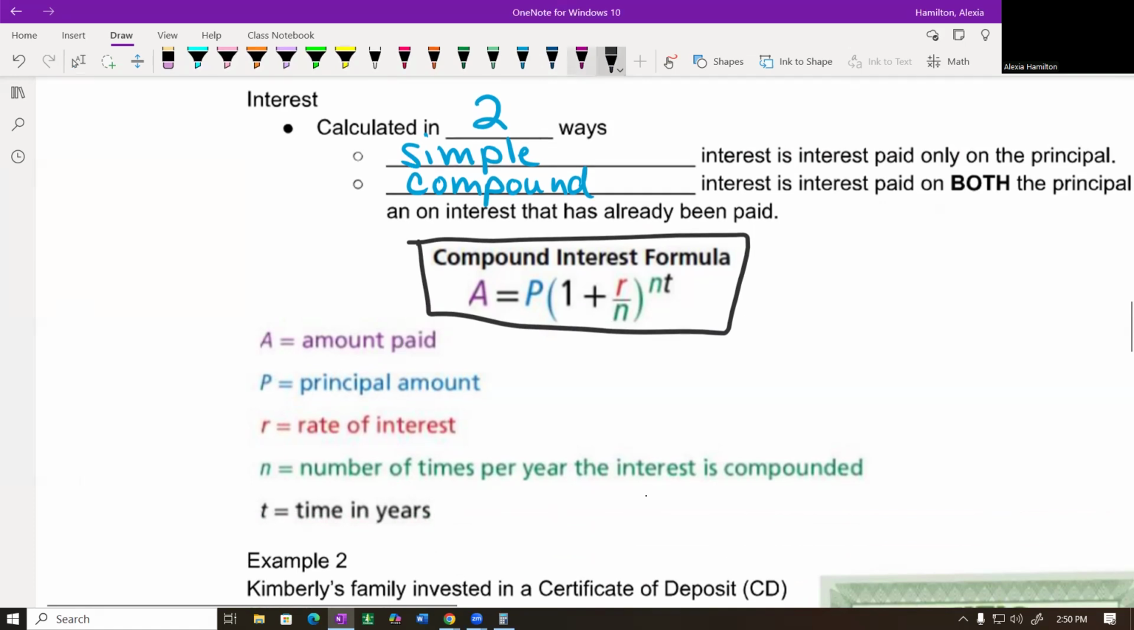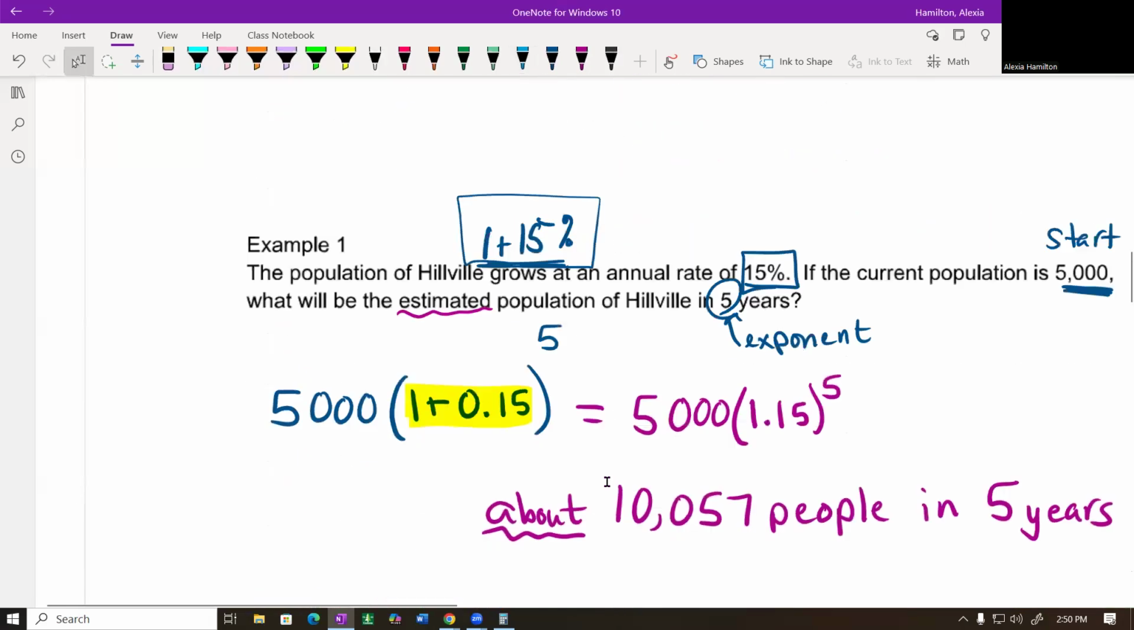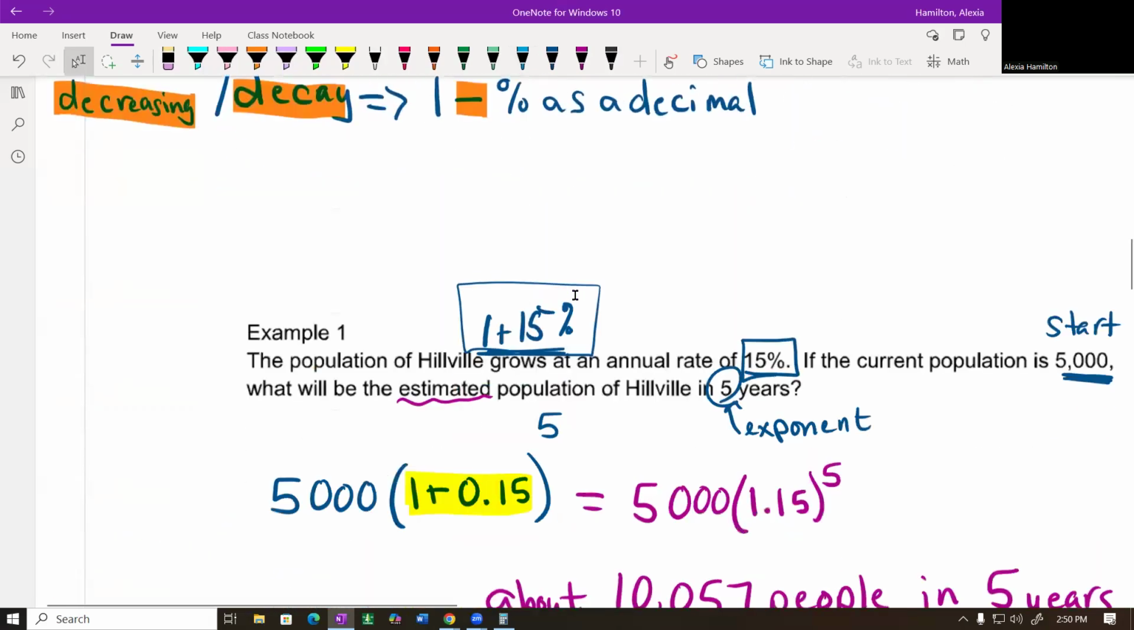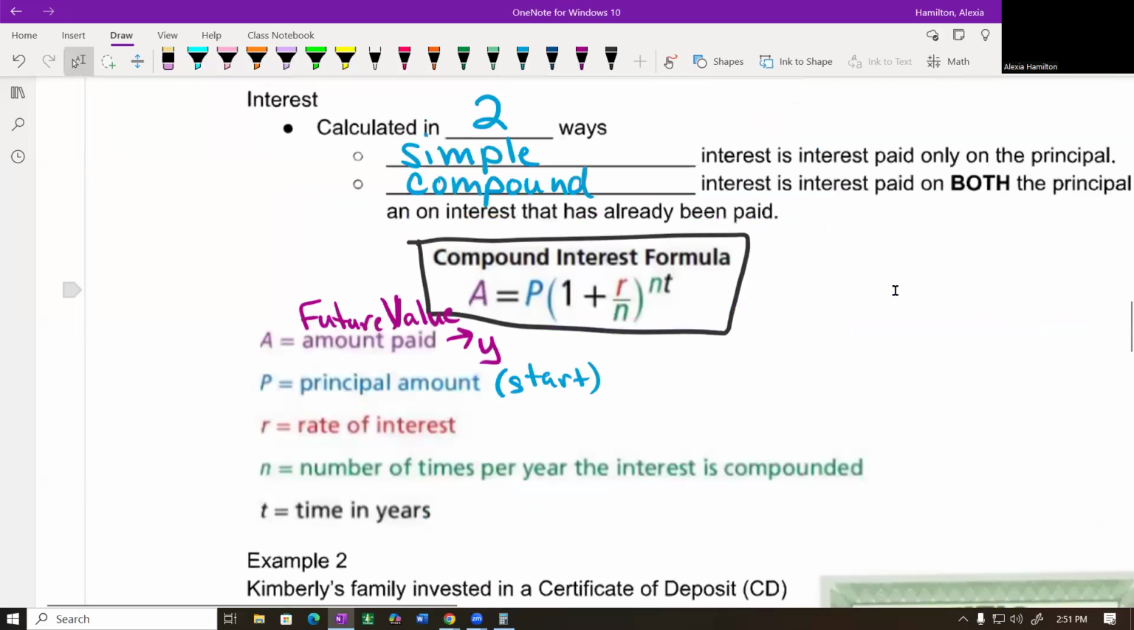So the amount paid, this is like our Y. It could also be the future amount, but it's still our Y. Like, again, if we talk about accounting, sometimes we think about it as the future value, is how I've learned it. The principal amount, P, is what you are starting with. This is your starting amount. See, it still goes back to that very general formula we talked about. Here's your starting value.